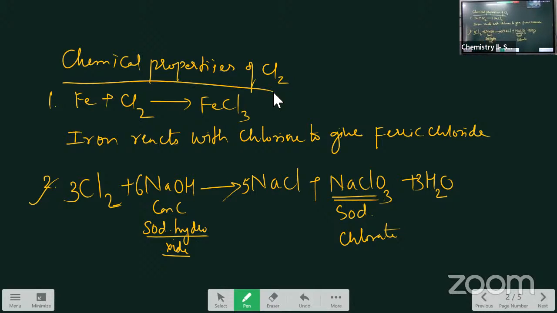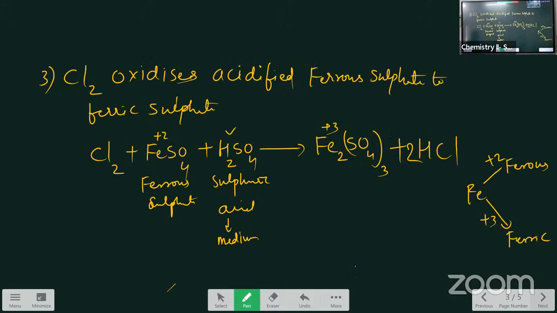Cl2 reacts with iron to give ferric chloride. FeCl3 is called ferric chloride. The next, Cl2 reacts with concentrated sodium hydroxide to give sodium chloride and sodium chlorate. This is the major product. The next, Cl2 oxidizes acidified ferrous sulfate to ferric sulfate. So what is ferrous sulfate? FeSO4 is ferrous sulfate. Fe2(SO4)3 is the ferric sulfate. As I told you, iron shows 2 oxidation states, +2 oxidation state is called ferrous. +3 state is called ferric.